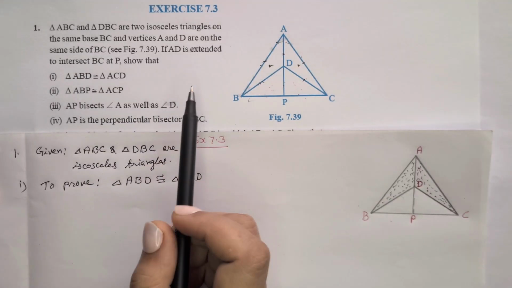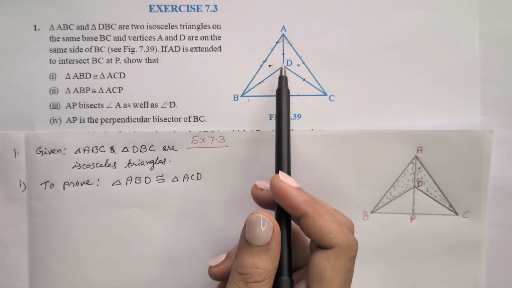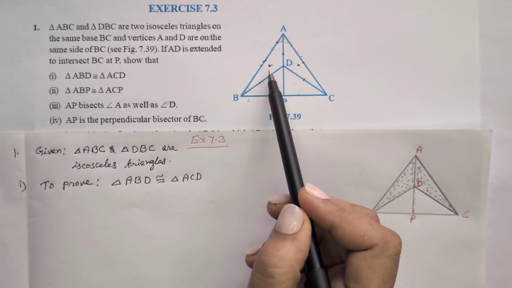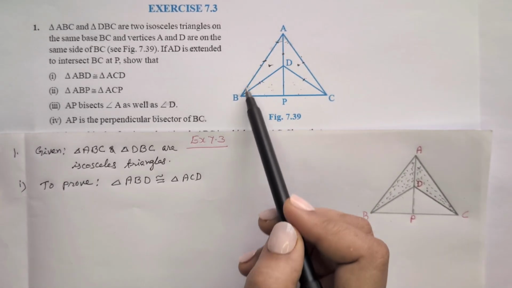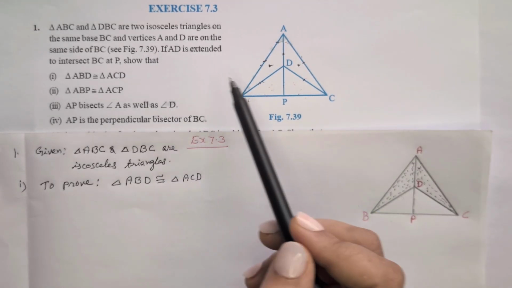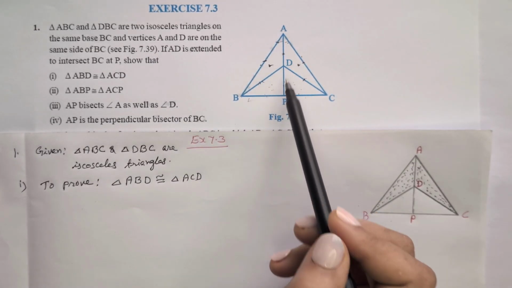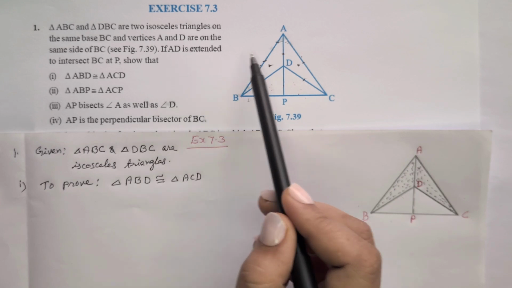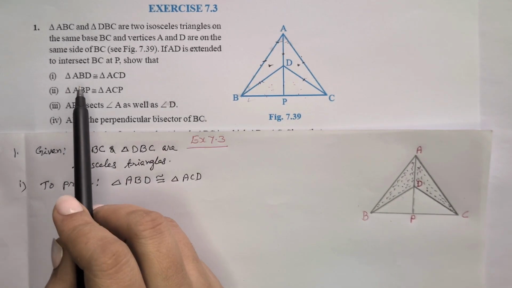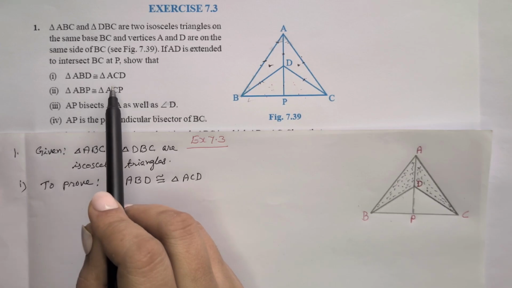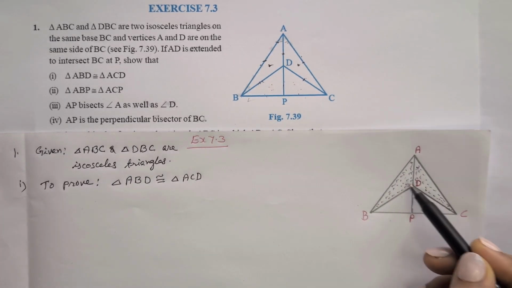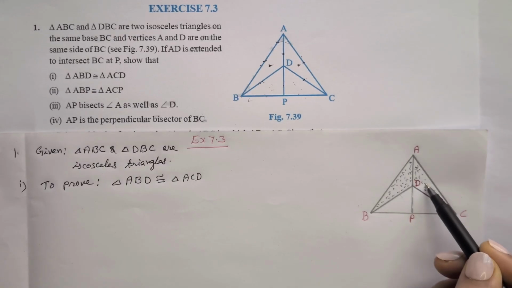Exercise 7.3. First question. Triangles ABC and DBC are two isosceles triangles, that means ABC and DBC, on the same base BC, and A and D are on the same line, and AD extends to intersect BC at P. First part, prove that triangle ABD is congruent to triangle ACD. That we have to prove.